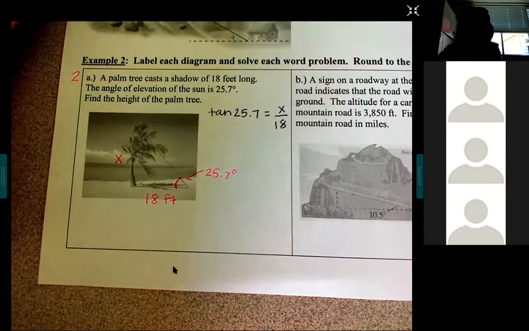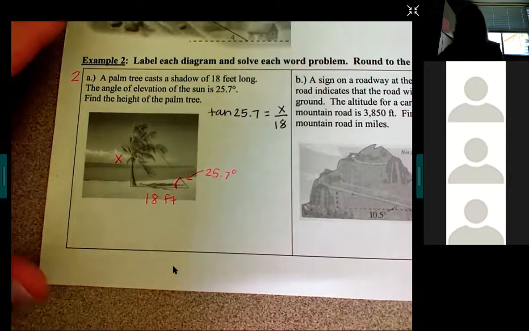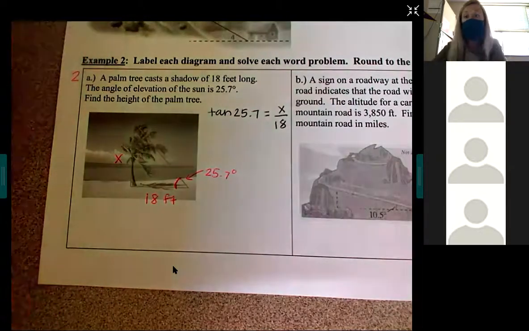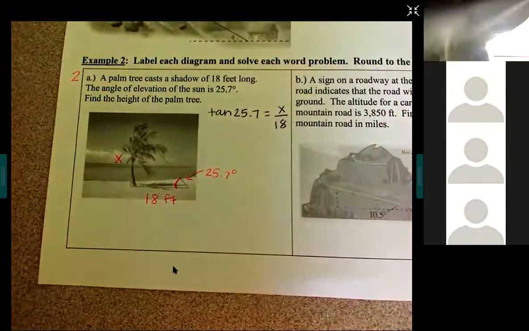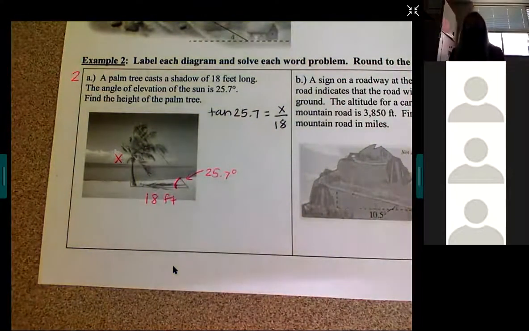All right, Keydrian, you with me? How would I get X by itself? Multiply by 18, very good. So in Desmos or in your calculator, you would type in 18 times tangent of 25.7 degrees. Look at this old calculator. Times tangent. Let me make sure it's in.